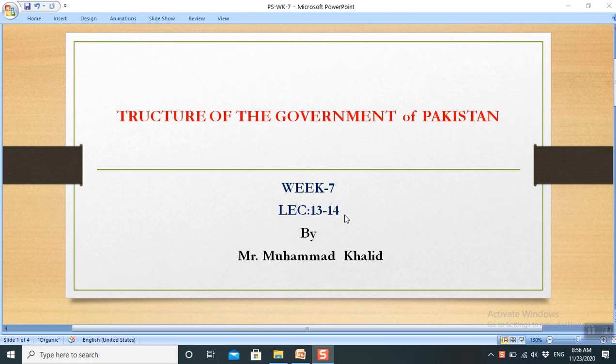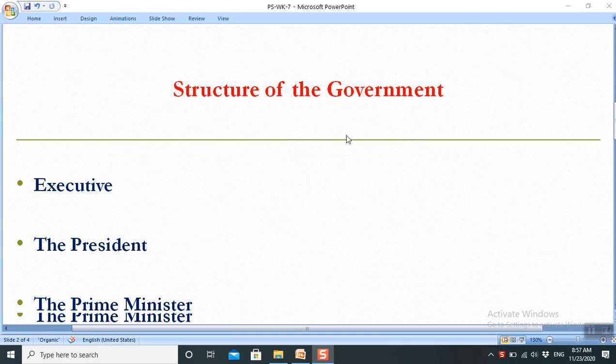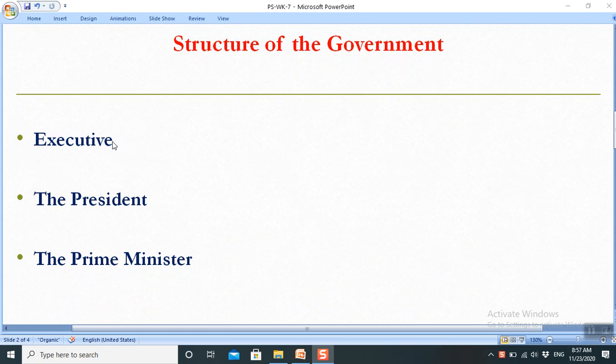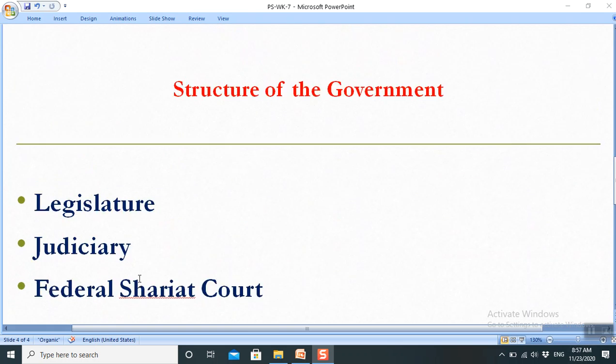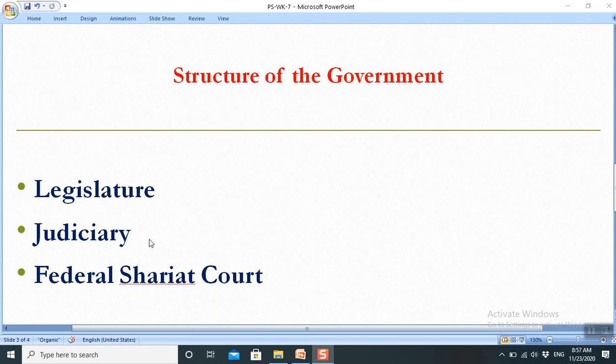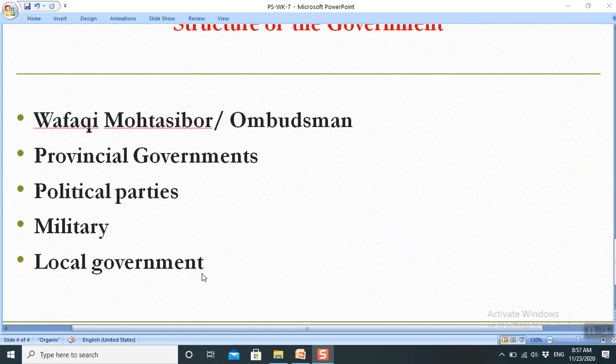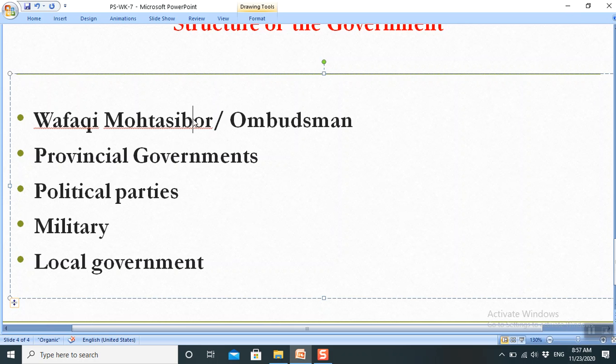We are studying Pakistan Studies, Week 7, Lectures 13 and 14. Our today's discussion is about the structure of the government of Pakistan, meaning the state structure. In this discussion, we'll cover the following points: the executive, the president, prime minister, legislature, meaning the parliament, judiciary, Federal Shariat Court, Wafaqi Mohtasib or ombudsman, provincial governments, political parties, military, and the local governments.